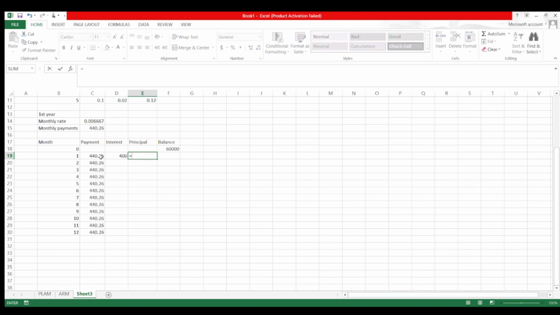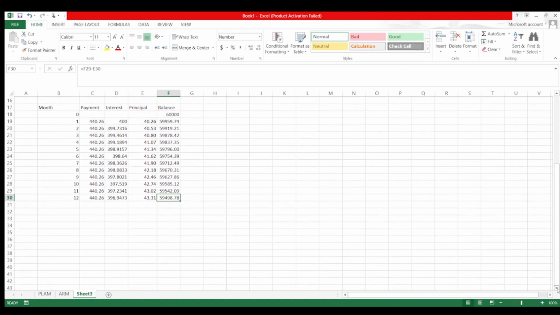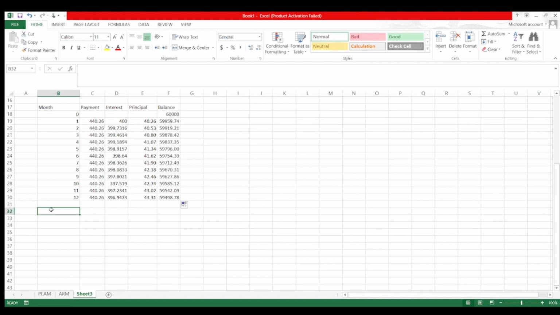And then the principal, we subtract the interest from the monthly payments. And the balance, we simply subtract the principal from the balance. With that, once we drag it down, for the first year, at the end of 12 months, the closing balance will be this amount, 54,498.78.